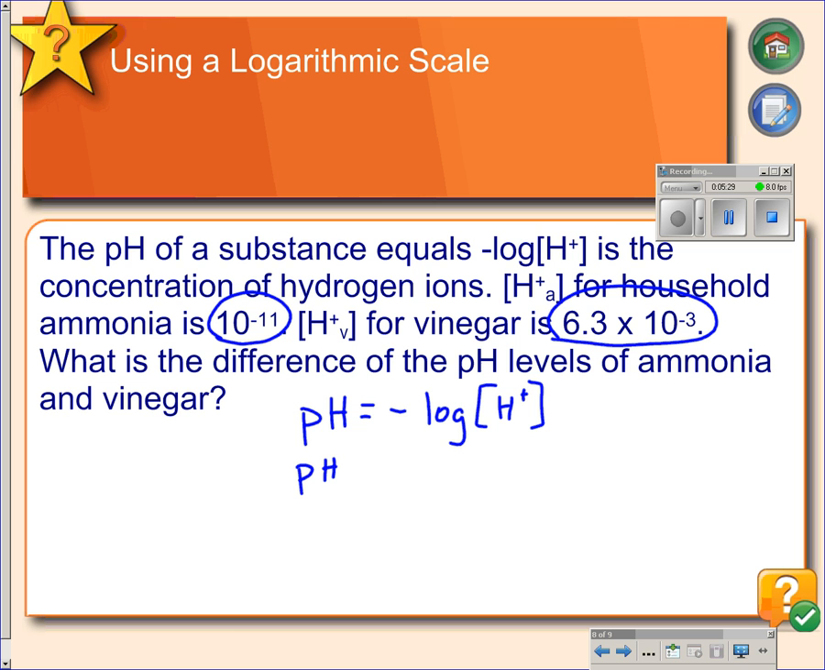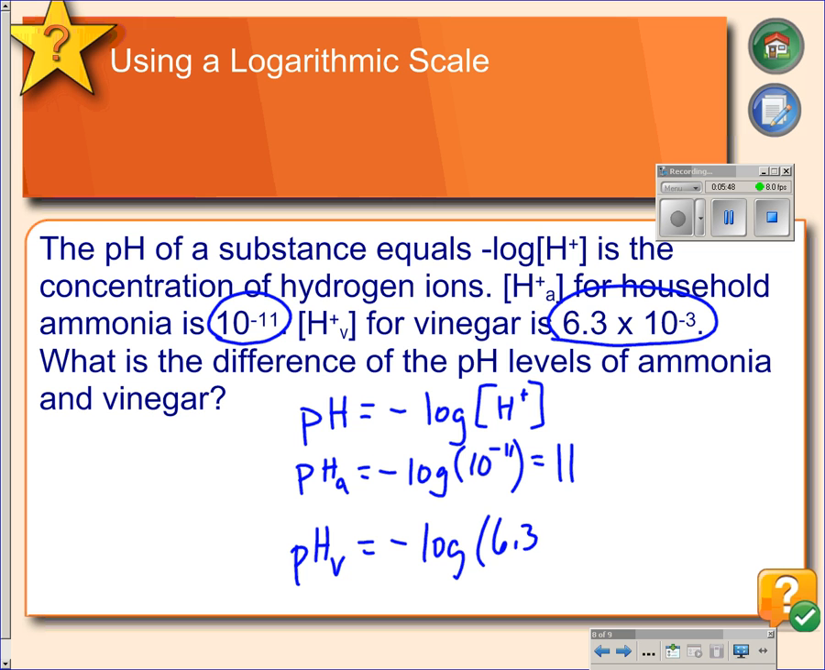So the pH for ammonia is going to be the negative log of 10 to the negative 11th. This comes out to be 11. So then we can calculate the pH for vinegar. That'll be the negative log of 6.3 times 10 to the negative 3rd. And that comes out to 2.201.